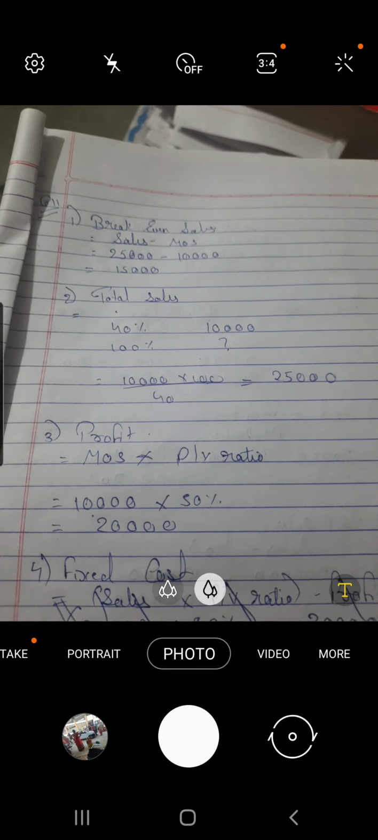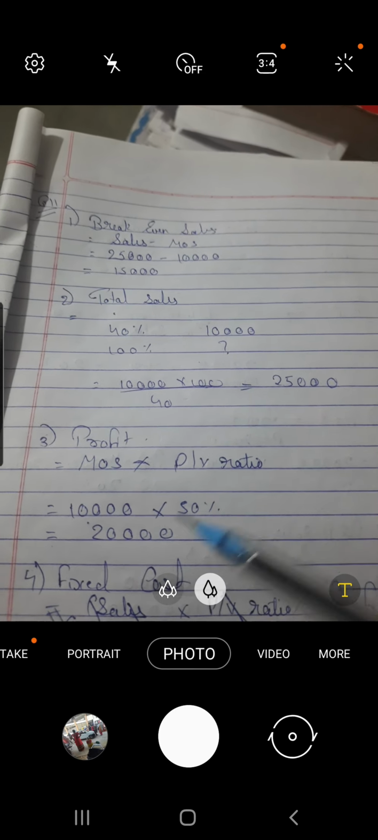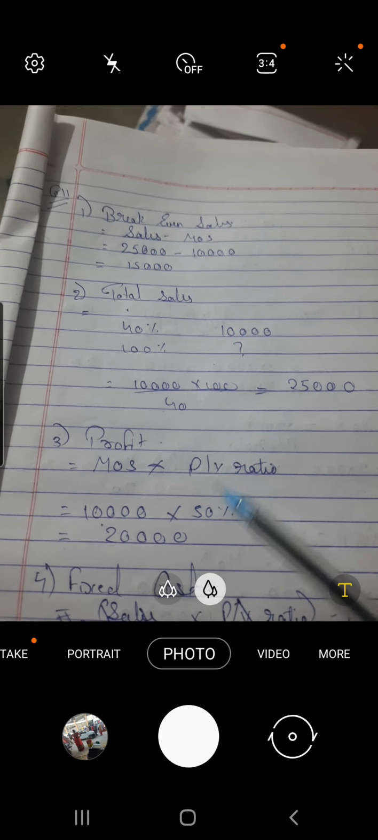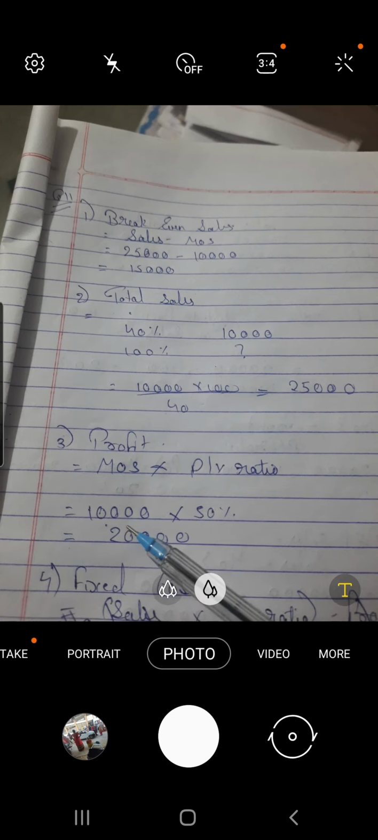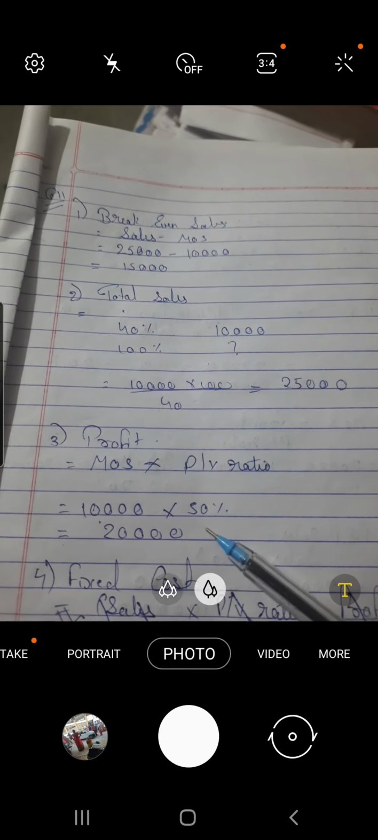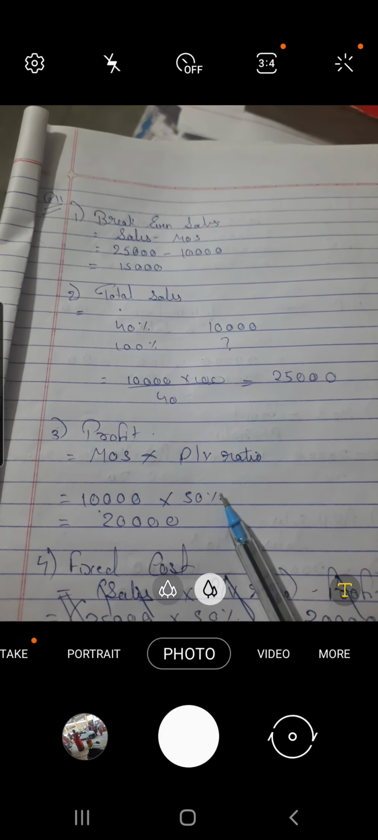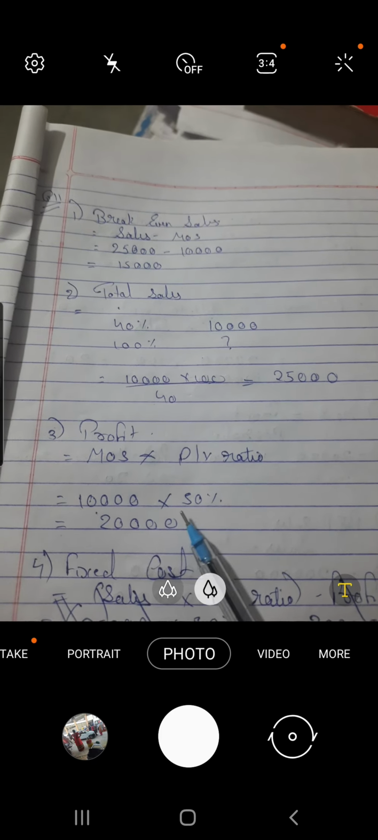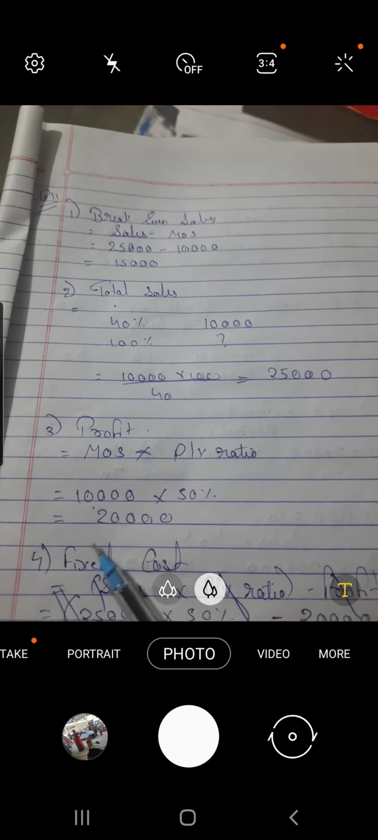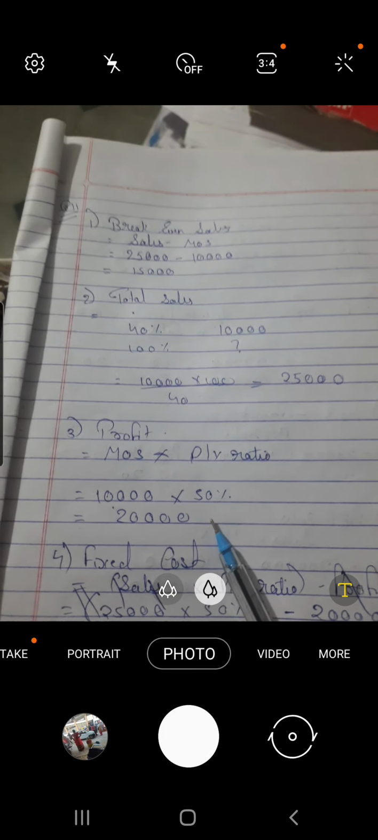Next, we have to find out the profit. The profit formula is margin of safety into PV ratio. Margin of safety is 10,000, given in the question. PV ratio is also given in the question, 50%. 10,000 into 50%, or 10,000 into 0.50, will give 20,000 as the answer for the profit.